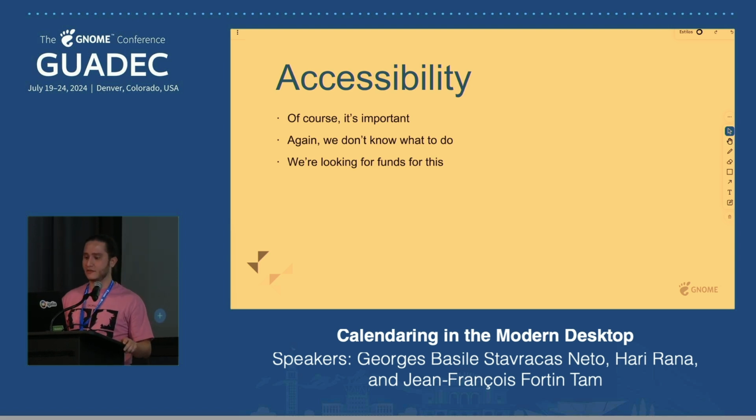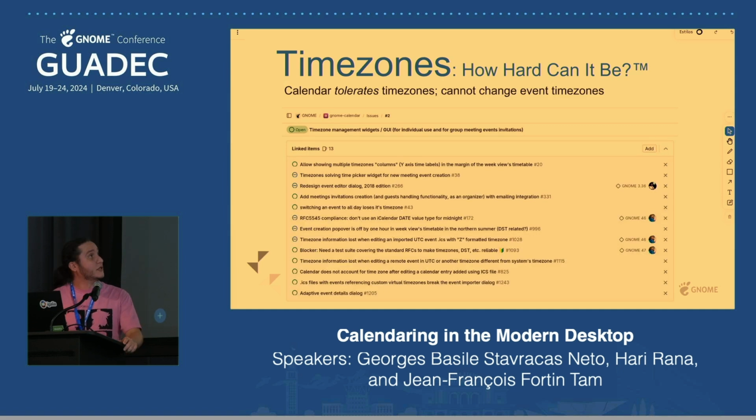So yeah, Hadi is going to talk briefly about it. We want to have time zone support because right now we just tolerate people in different time zones and events in different time zones, but we don't expose any way to change them. So it's kind of big in calendaring.